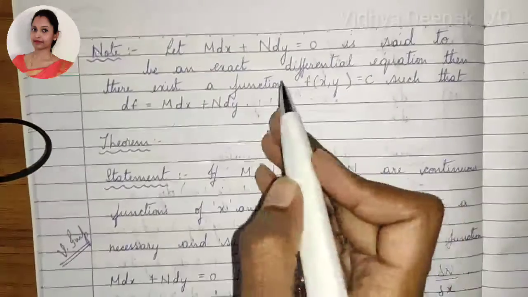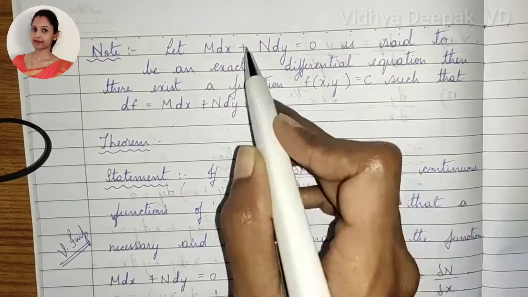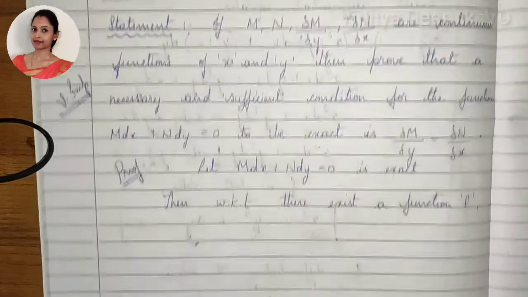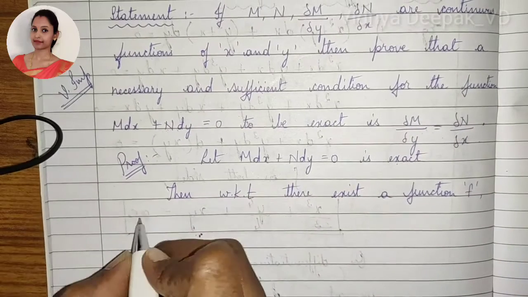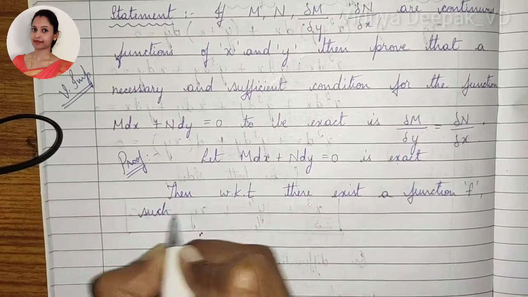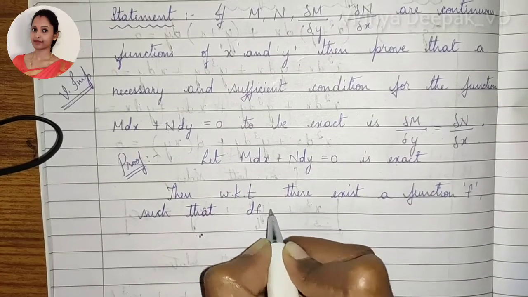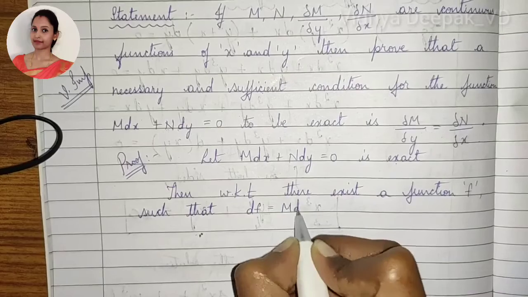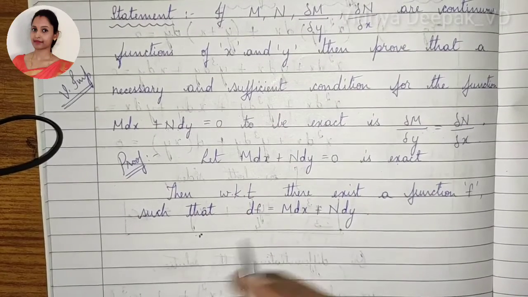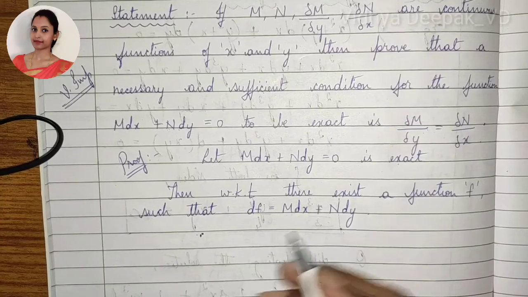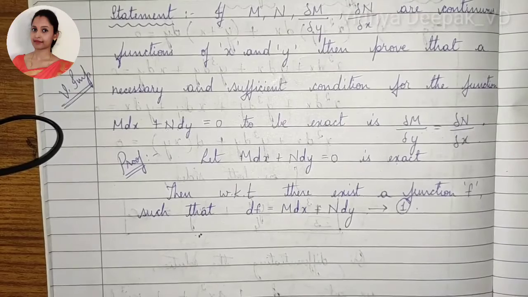From this note you will understand better. There exists a function for this exact differential equation. So function f such that the differentiation of that function is nothing but M dx plus N dy. This also we saw in the note, right? We will take this as equation 1.